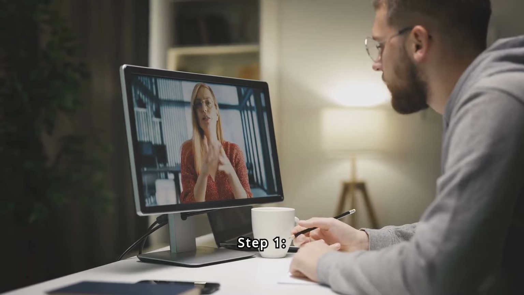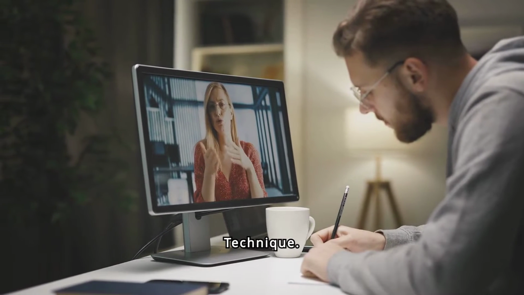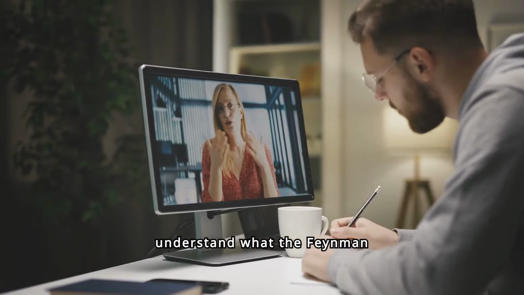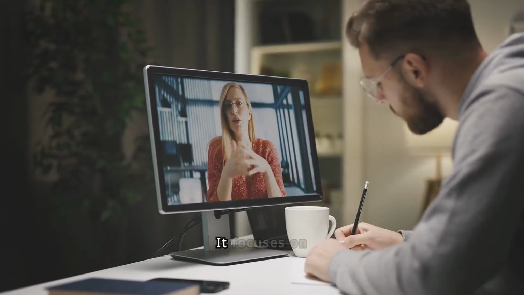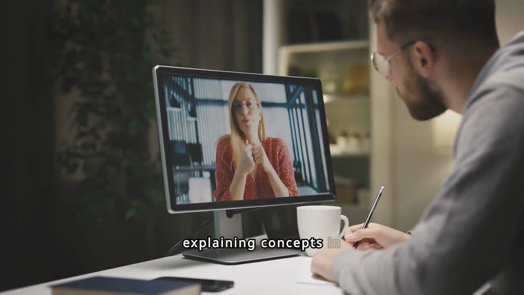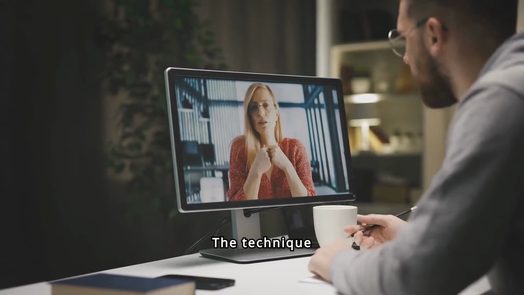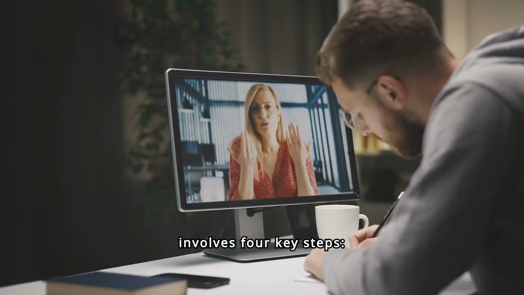Step 1. Understanding the Feynman Technique. First, it's essential to understand what the Feynman Technique is. It focuses on explaining concepts in simple language to deepen understanding. The technique involves 4 key steps.